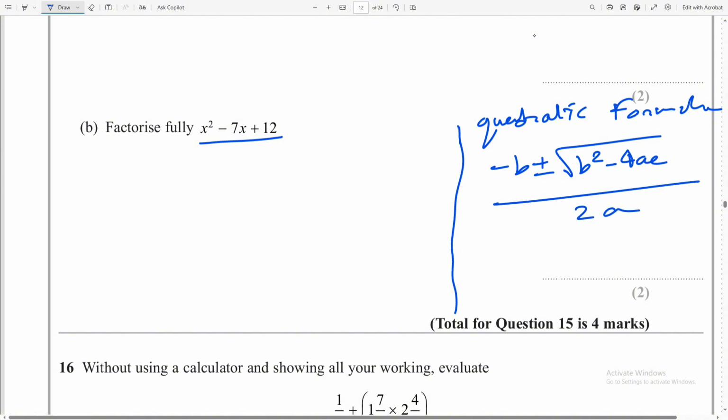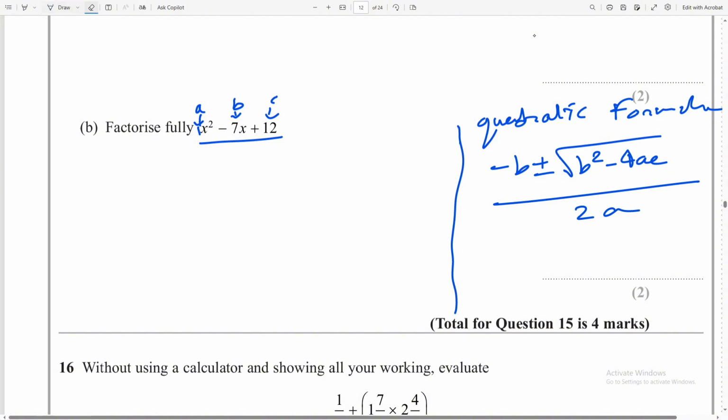The coefficient of x square is a, which in this case is 1. The coefficient of x is b, which is 7. And the last number without a variable is c. So you can just put in the values here, and you're going to get one value when you put plus here, and one value when you put minus here.